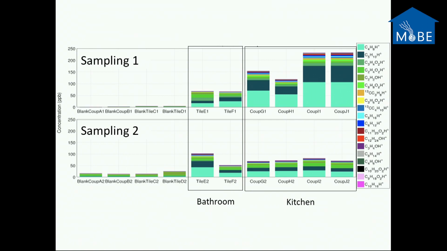So here's the summary of what we found. We looked at two different time periods, comparing samples on the right with controls on the left. And a couple of things to point out is that we saw seasonal differences, so sampling one occurred in the summer, and there was overall much more production of chemicals in the summer months than in the winter months. And in general, kitchen coupons were much more chemically productive than bathroom tiles.